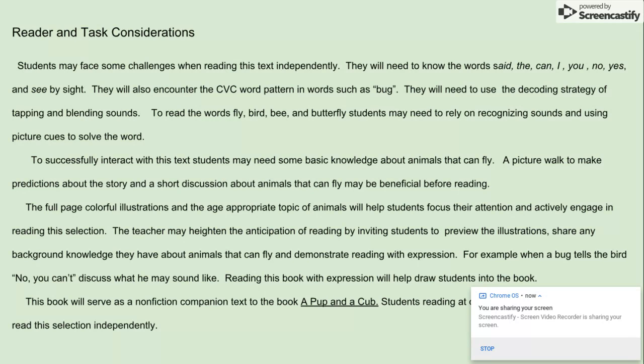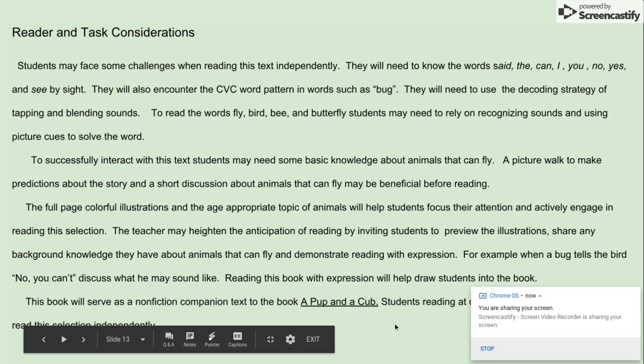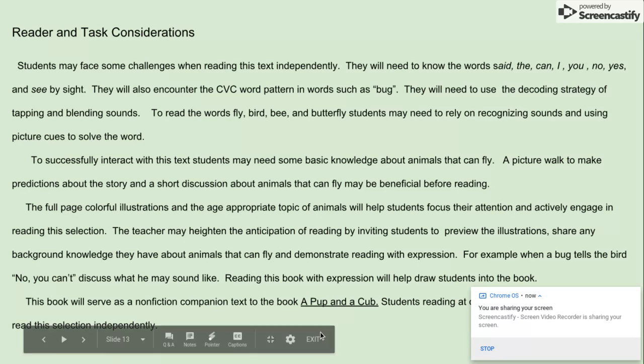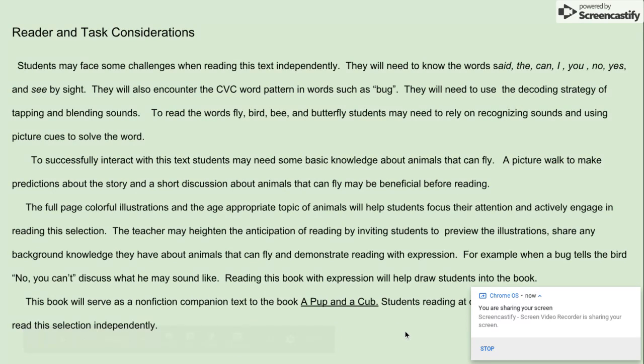Suggested here is a picture walk to make predictions about the story and a short discussion about animals that can fly. Here too, the teacher may heighten the anticipation of reading by inviting students to preview the illustrations, share any background knowledge they have about animals that can fly, and demonstrate reading with expression, really putting themselves in the story. And how do you think that character would tell the bird, he can't fly? No, you can't.